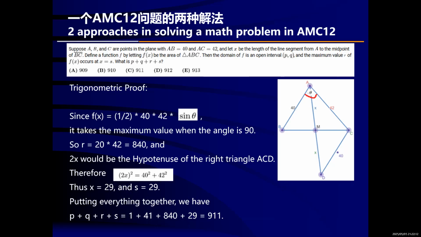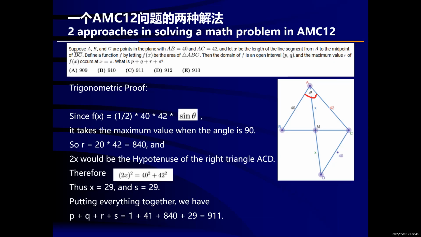Since the function f(x) is the area of the triangle ABC, it is equal to half times 40 times 42 times sine theta. Clearly, sine theta takes the maximum value 1 when theta is 90 degrees. So the maximum value of the function f(x) would be 20 times 42, which is 840.